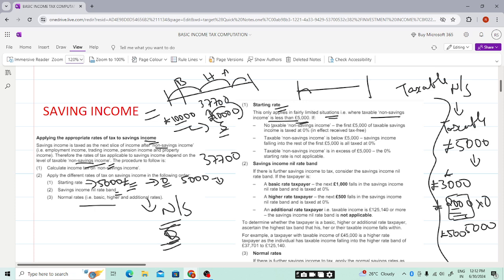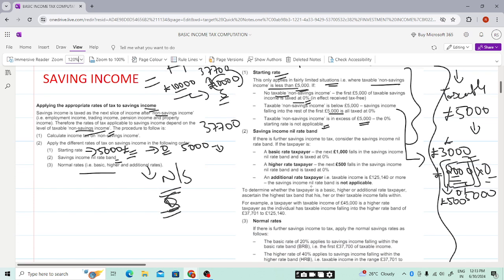Clear with this? No taxable non-saving income, the first 5,000 of the taxable saving income is taxed at 0. If no taxable non-saving income is there, the whole 5,000 of the saving income will be taxed at 0%. If the taxable non-saving income is below 5,000, the saving income falls into the rest of the first 5,000 and is taxed at 0%. In the example we have given here, the non-saving is this amount, and the leftover amount is 2,000. This will be taxed at 0% for the saving income. If taxable non-saving is in excess of 5,000, the 0% starting rate is not applicable. Clear with this? The special rule for the saving income.